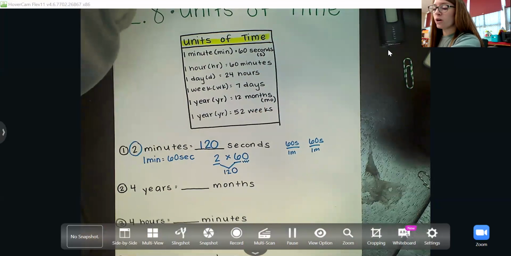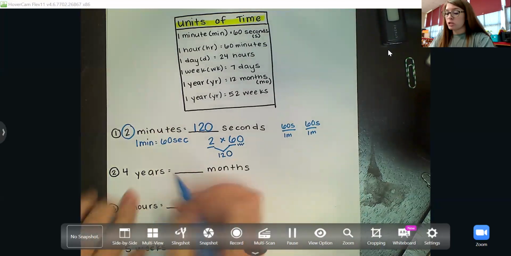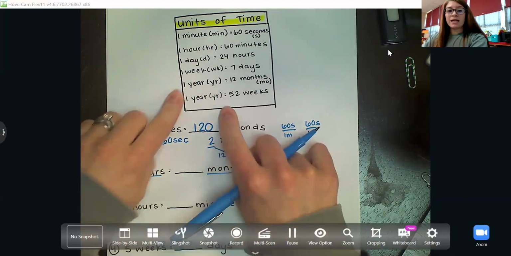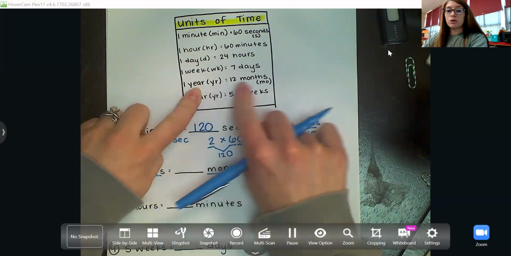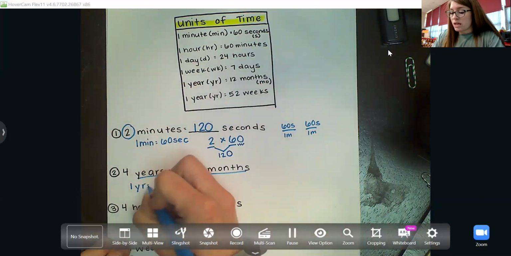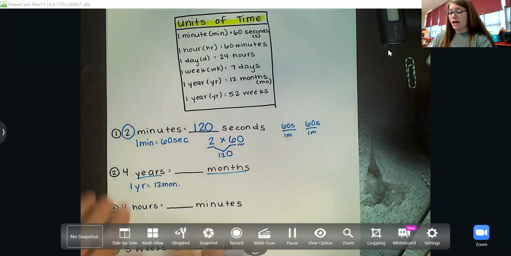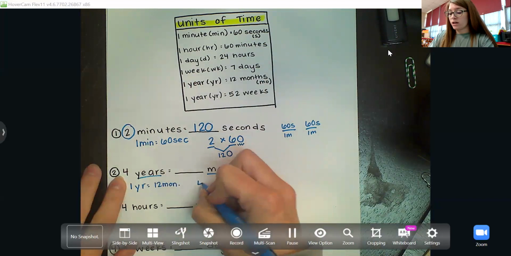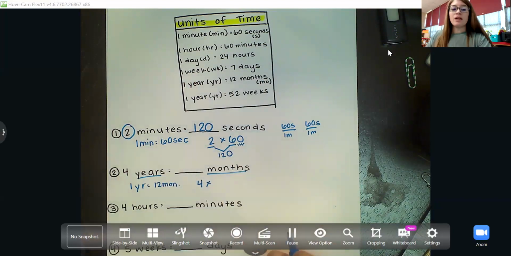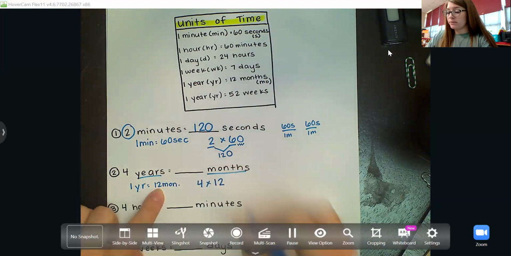This one says 4 years is equal to how many months? So I know I'm changing years to months. So I'm going to go up here and I see that 1 year is equal to 12 months. So if 1 year is equal to 12 months, I know that if I have 4 years, I can multiply that by what? Exactly, by this 12 months for each year.